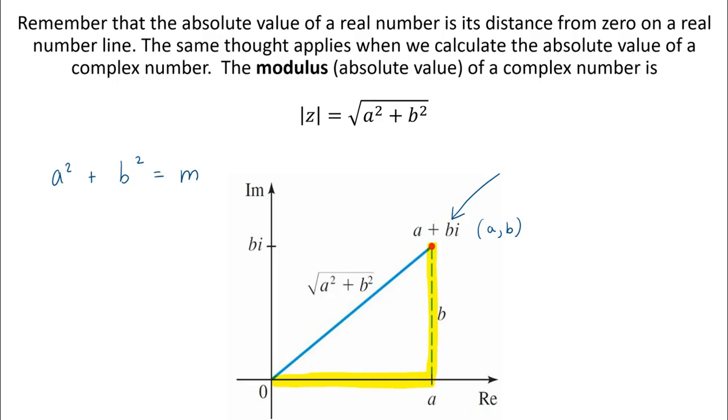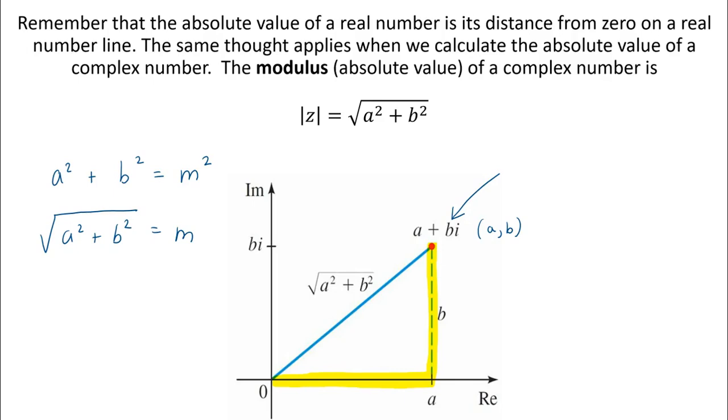So in this case, I'm going to let the length of the hypotenuse, because that represents my modulus, be the modulus squared. So we would have a squared plus b squared equals modulus squared. Now let's solve this for m, for the modulus. If we take the square root of both sides, we would have the square root of a squared plus b squared is equal to the modulus, or the length of the line segment connecting the origin to our point a plus bi. So that's where our modulus formula comes from. It actually comes from the Pythagorean theorem.